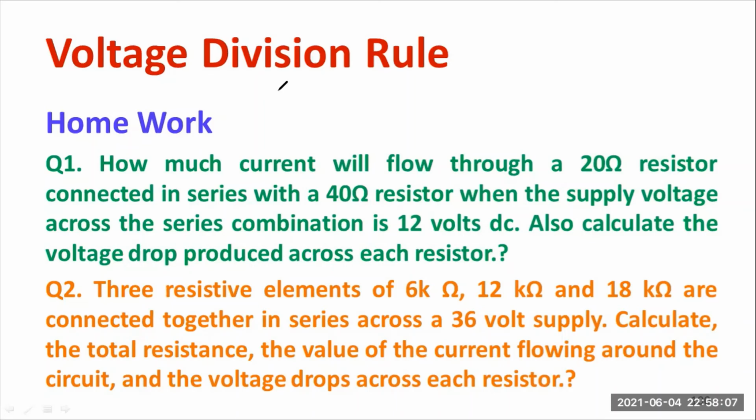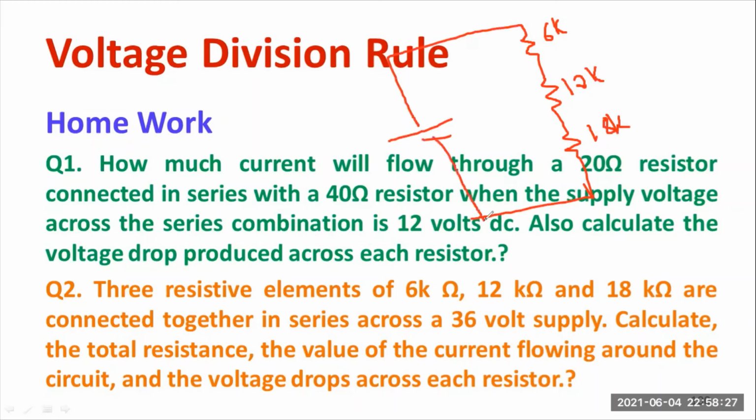First, you draw the circuit diagram. So 6 kilo ohm, next 12K, and this will be 18K. And you are applying how much? You are applying 36 volt. This is very clear. They have directly given it in the question.